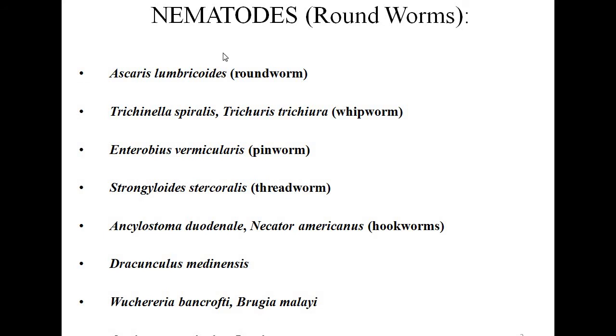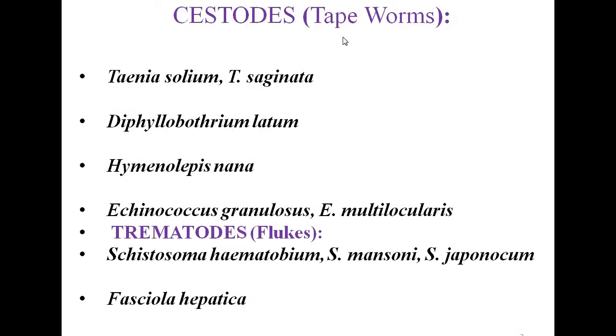Now these are some of the names of the worms which are clinically important. The roundworms, which come under the family nematodes, include roundworm, whipworm, pinworm, threadworm, hookworm, etc., including the worms which cause filariasis. Then we have the tapeworms: the pork tapeworm, the beef tapeworm, fish tapeworm, Echinococcus granulosus. And then we have the flukes, blood fluke and liver fluke.